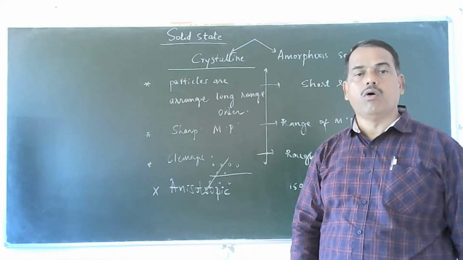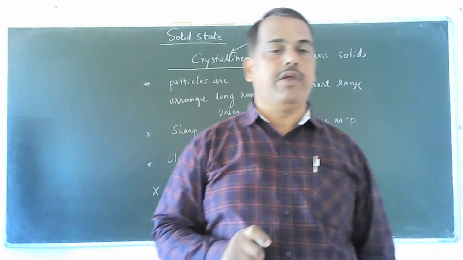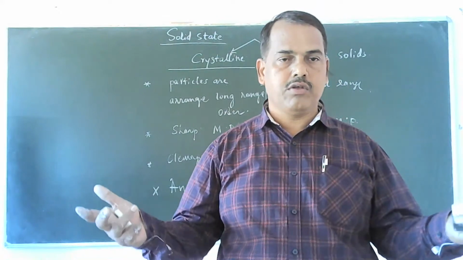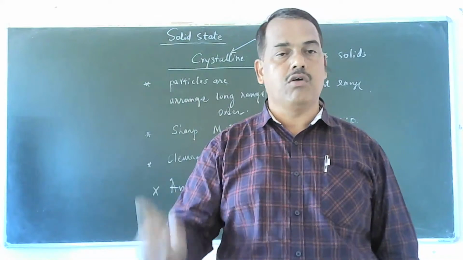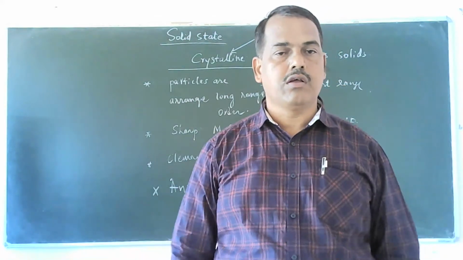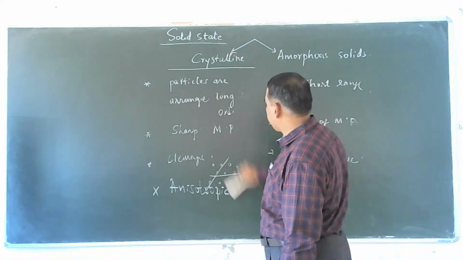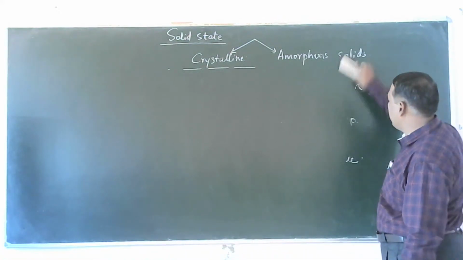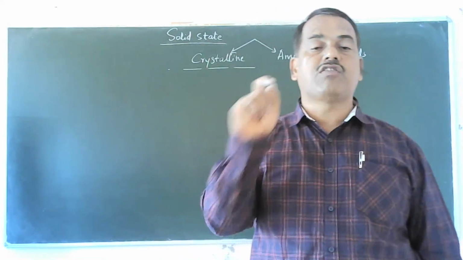Are you clear? Okay. So every year, we will ask: differentiate between amorphous solid and crystalline solid. Can you make a difference? Easily you can find. What are the characteristics of crystalline solid? What are the characteristics of amorphous solid? Easily you can write. We should study the differences in detail. If it is asked for 2 marks, you have to answer with only 2 points.